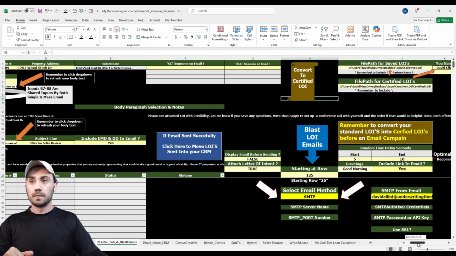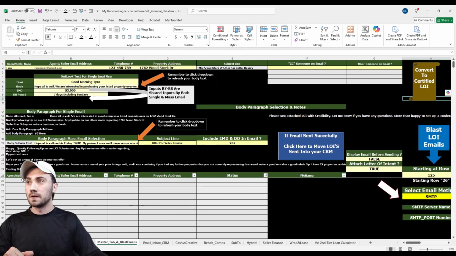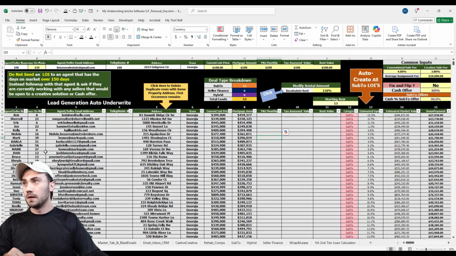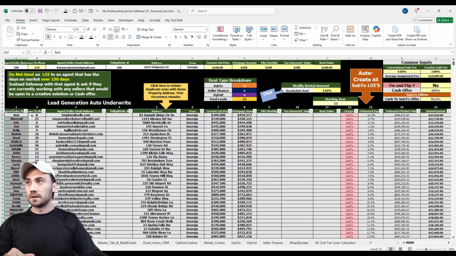The last thing that we need to do is copy and paste the agent or seller's name, the email address, and the property address that we are going to start sending these emails to. So let's do that. Let's go back into the auto underwrite and copy the agent or seller's name. So we have 53 cells selected.